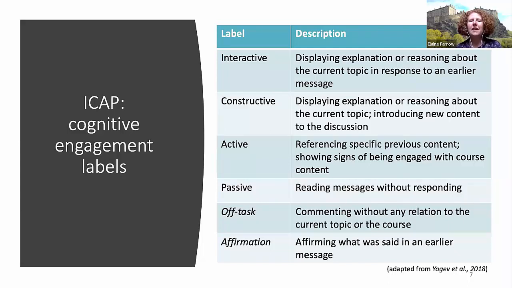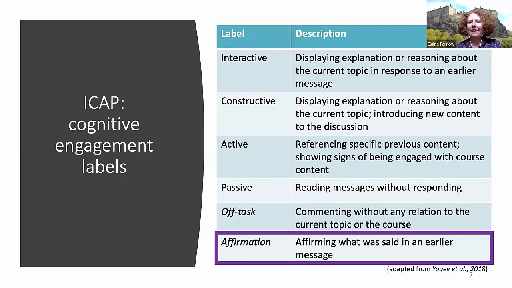In active mode, the student will reference specific previous content or show other signs of being engaged with the course in general. Passive mode in this context means just reading messages without responding. And once more, we have off-task messages, comments without any relation to the current topic or the course. Comments about what you watched on TV last night or pictures of your cat. And finally, in this piece of work, we have another label that we have added to the framework called affirmation. And I'm going to explain a little bit more about that on the next slide.